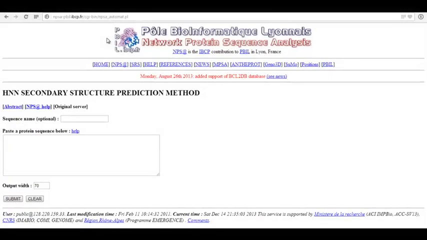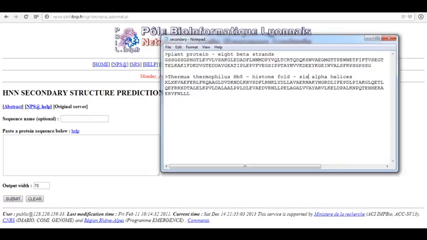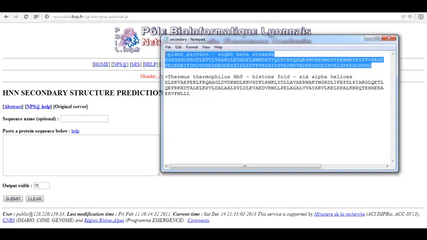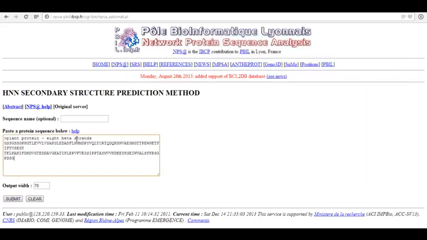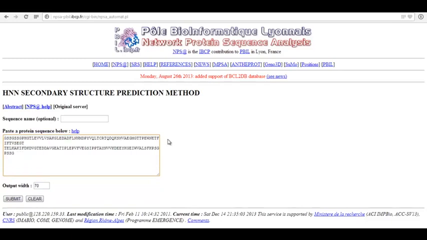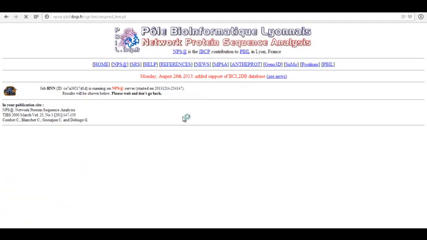Okay, now here's a web server that runs the HNN program. This can be run locally or through some other prediction programs. And we will start with the plant protein. It's known as plant protein 8 beta strands. And I'm going to paste it into the window, but I'm actually going to use the raw format because I know that this particular program doesn't like the descriptive line. So I'm going to put just the amino acids in, everything but that top descriptive line. And submit. And here are the results.